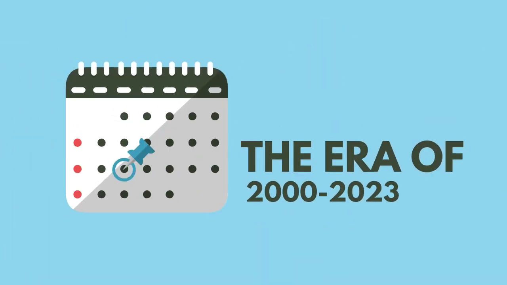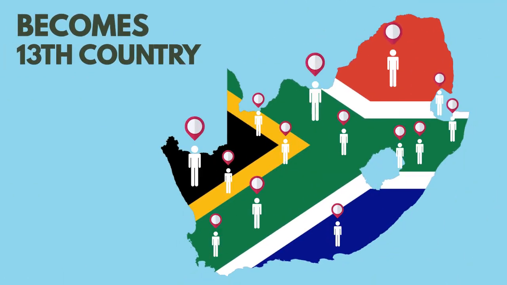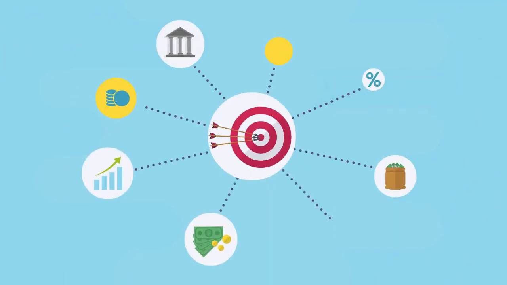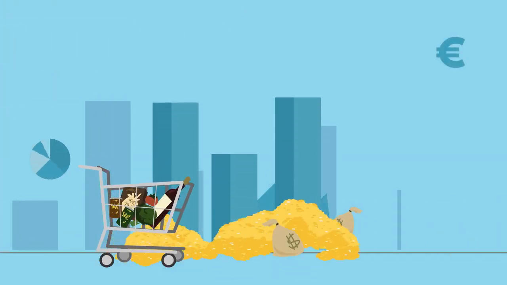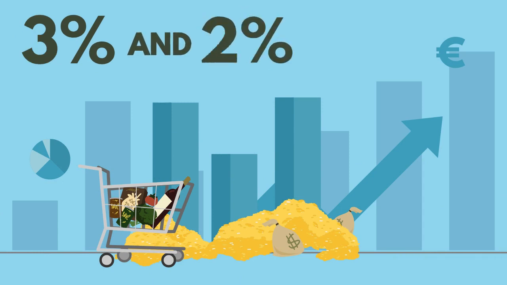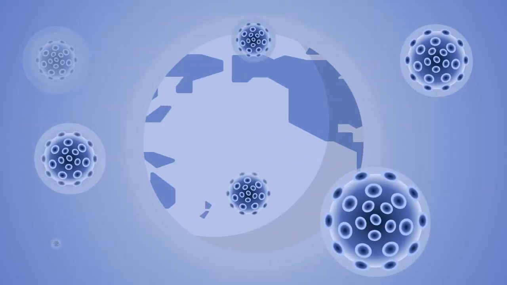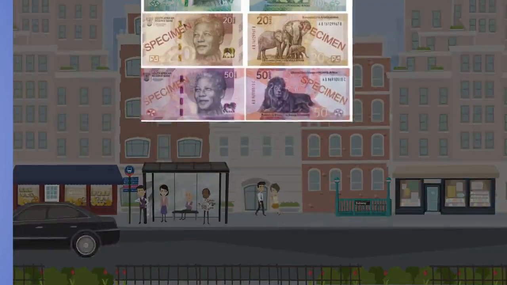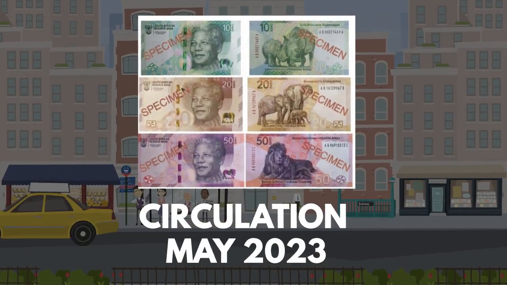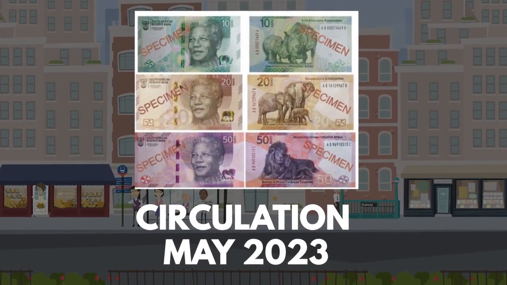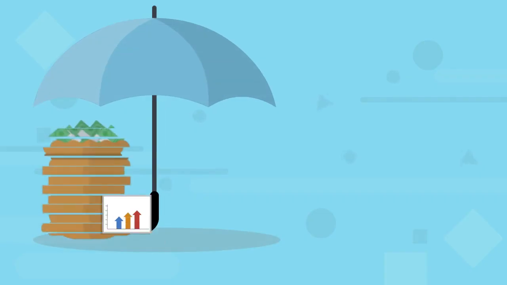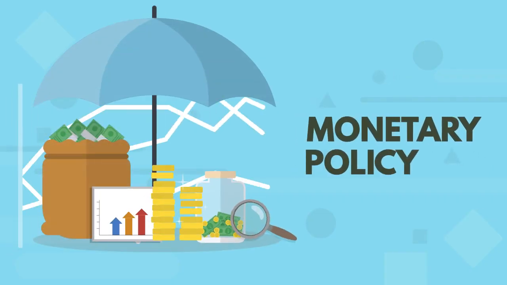The era of 2000 to 2023. South Africa becomes the 13th country to adopt an inflation-targeting monetary policy framework in 2000, with the aim of keeping consumer inflation between 3% and 6%. It is only now in a post-pandemic world where the central bank has introduced new banknotes into circulation as of May 2023, setting the scene for the next chapter of monetary policy framework.